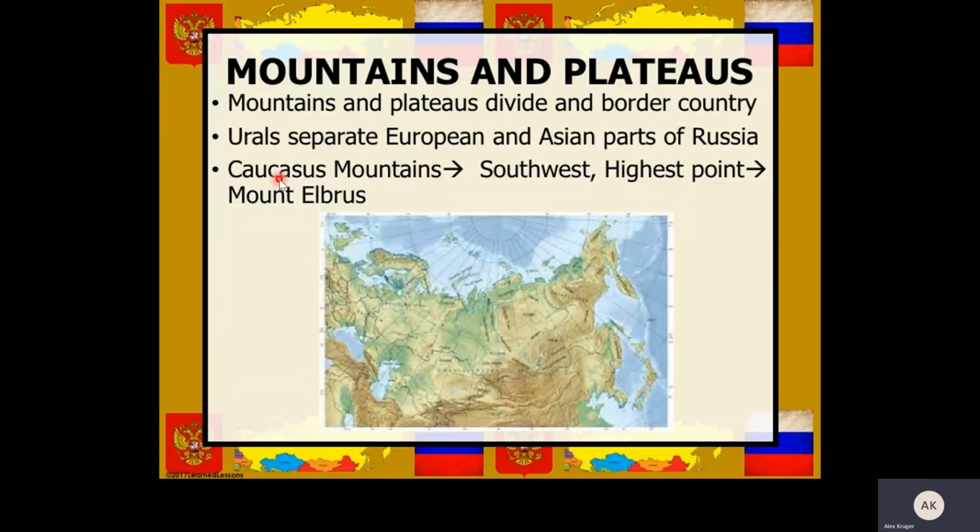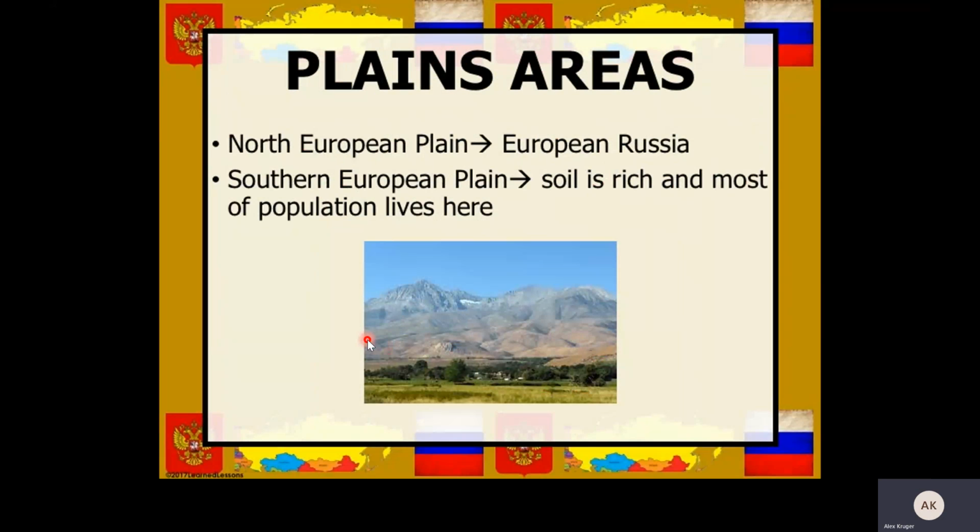The Caucasus Mountains are where the name Caucasian comes from. Those from the Caucasus Mountains are what we call Caucasians now, so whiter-skinned people. In the southwest, the highest point in the Caucasus Mountains is Mount Elbrus, in the southwest of Russia, around Georgia.